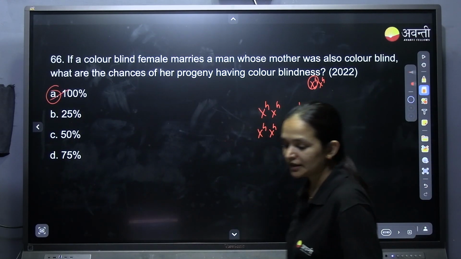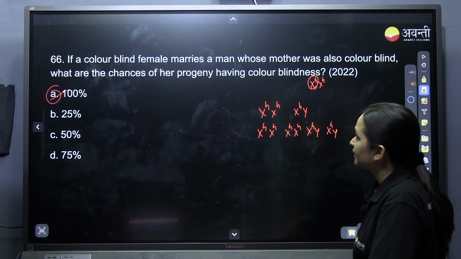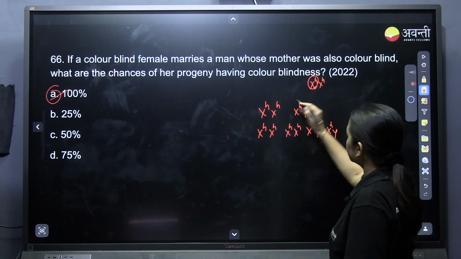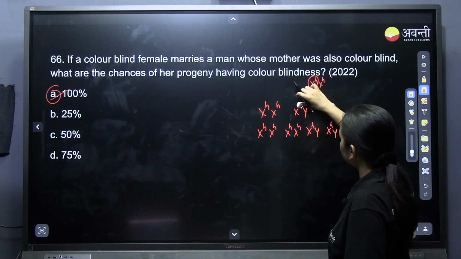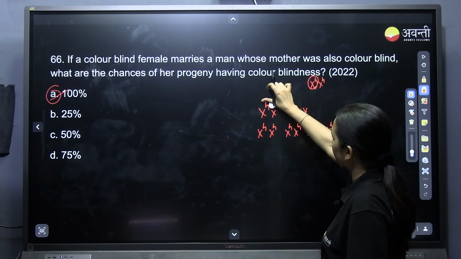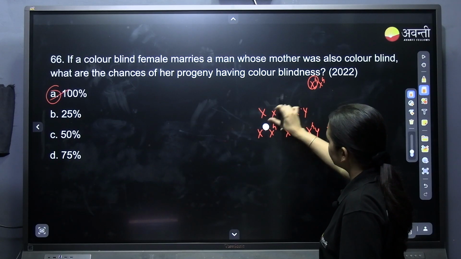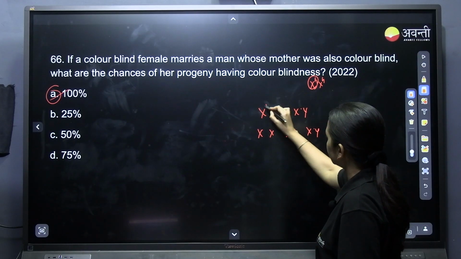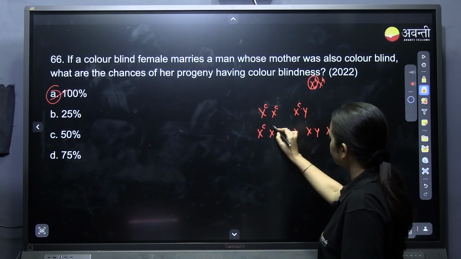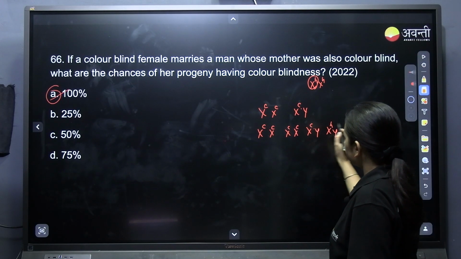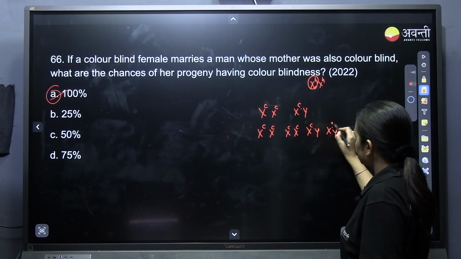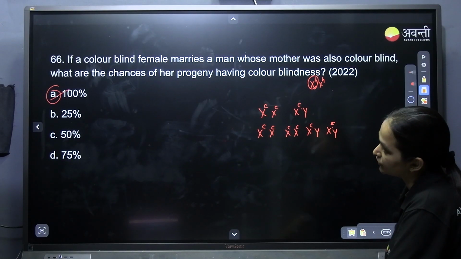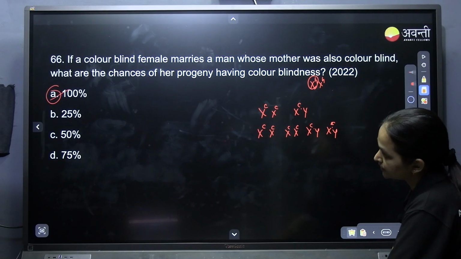All her progeny will be colorblind. Yes, this is the case. So all her progeny will be colorblind. Understanding?